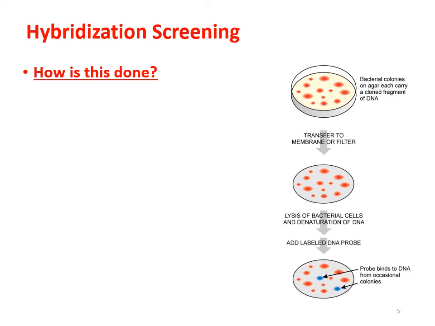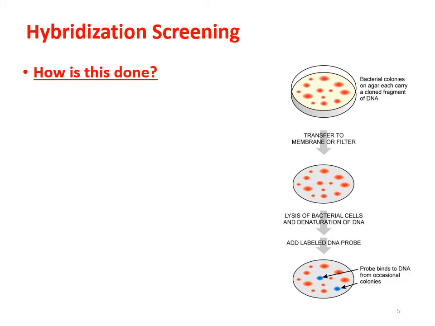Okay, you then develop that, and wherever you see the black, or in this case blue spots, that tells you that that's where your target gene is. Okay, that's how you find your target gene.